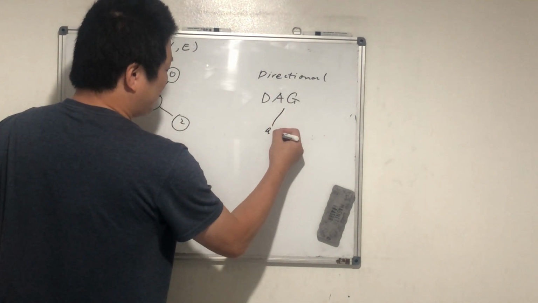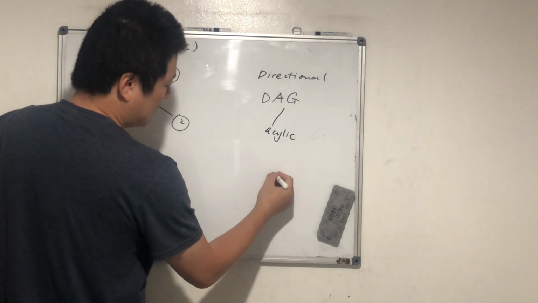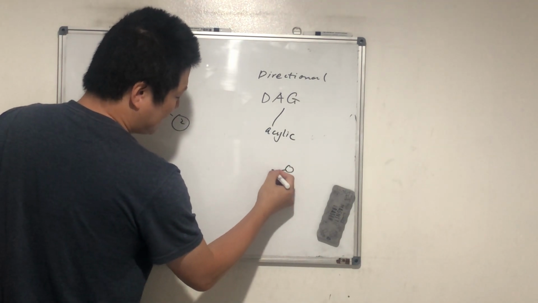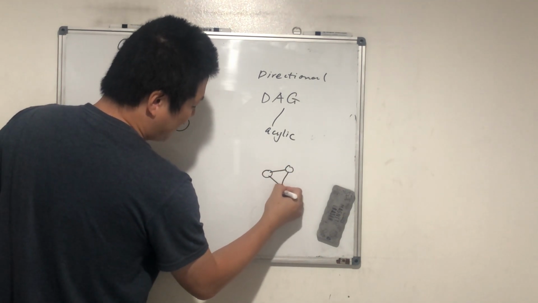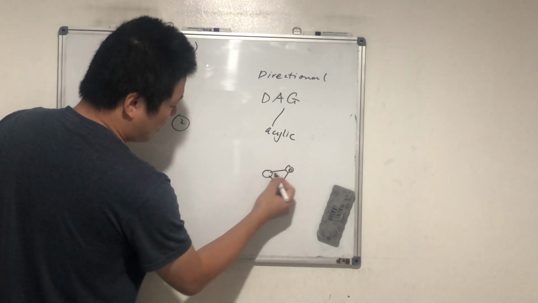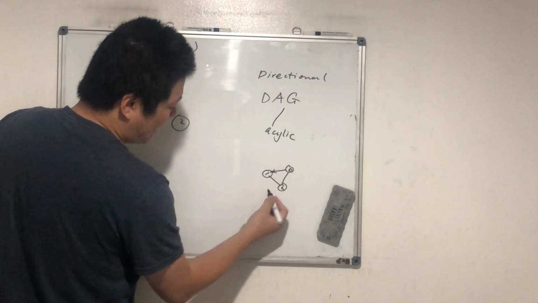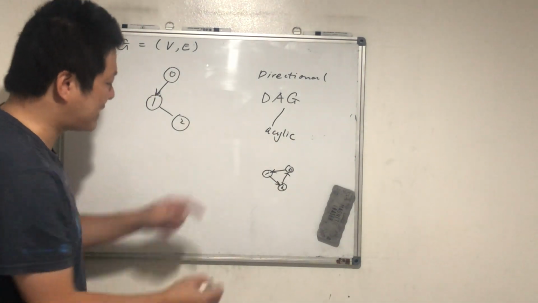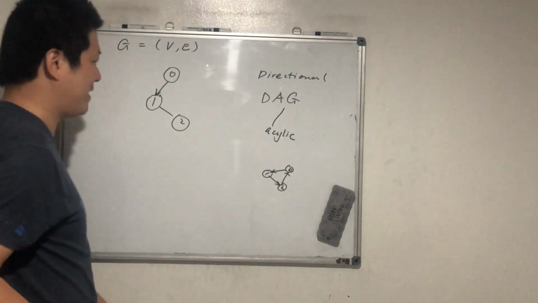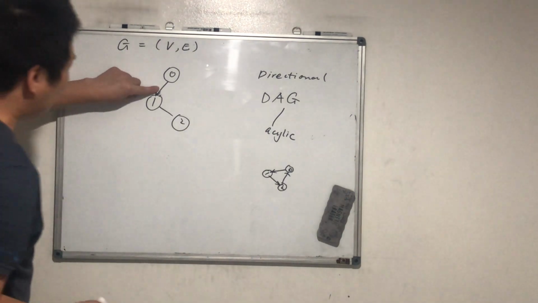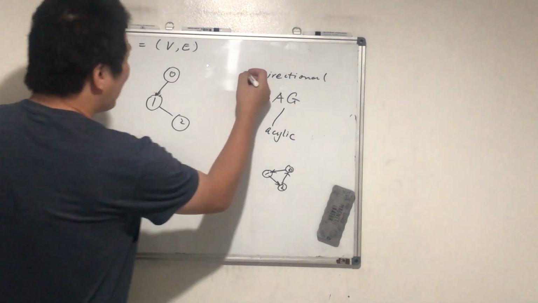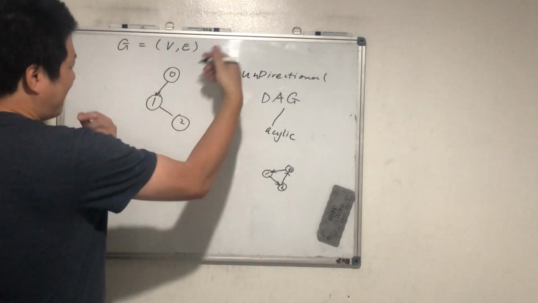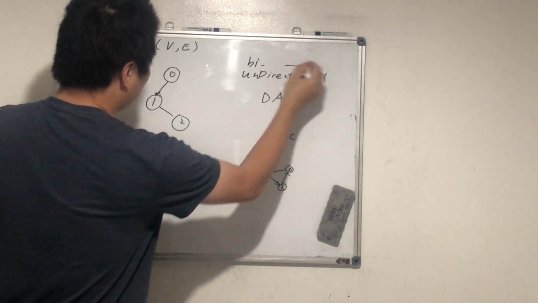What does acyclic mean? It doesn't go around and around. If it's a graph with 0 to 1, 1 to 2, 2 to 1, it forms a cycle. That's a cycle. But an acyclic graph doesn't have something like that. So today we talk about this graph, which is undirected, which means it's bidirectional.